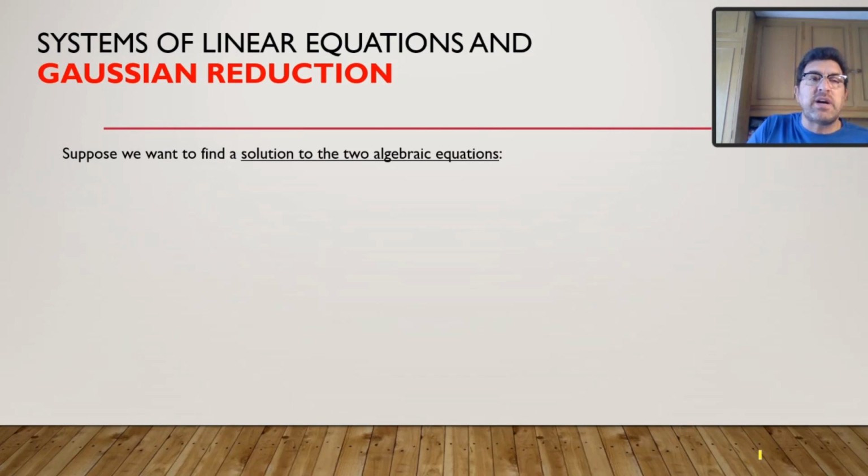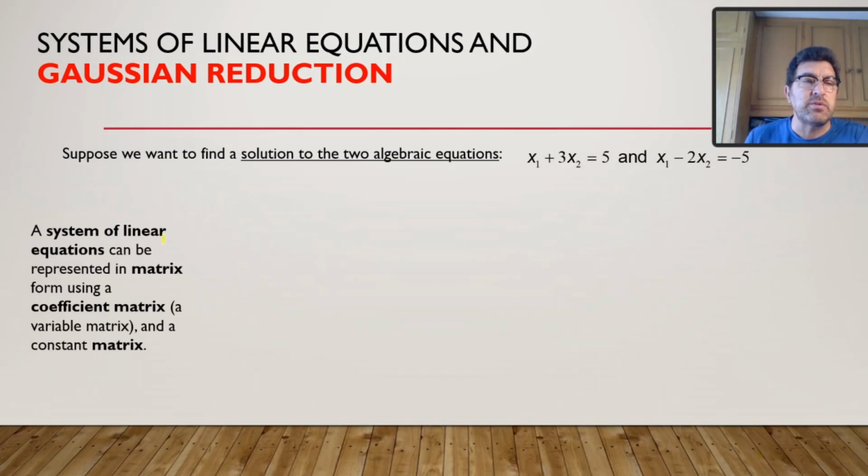Now with Gaussian reduction, we want to solve systems of equations using matrices. So suppose we want to find a solution to two algebraic equations: x1 plus 3x2 is 5 and x1 minus 2x2 is minus 5. A system of linear equations we will represent in a matrix using what we refer to as a coefficient matrix and a constant matrix.